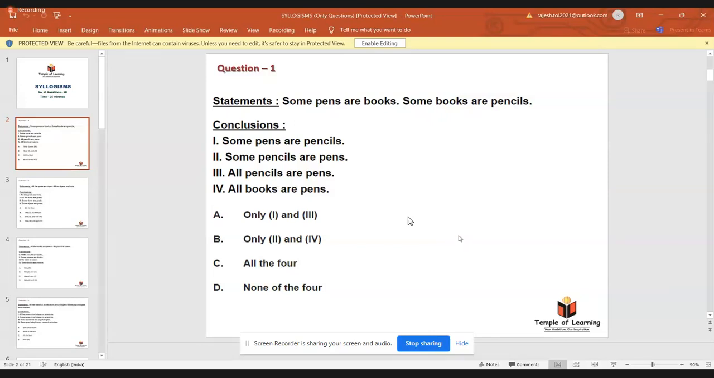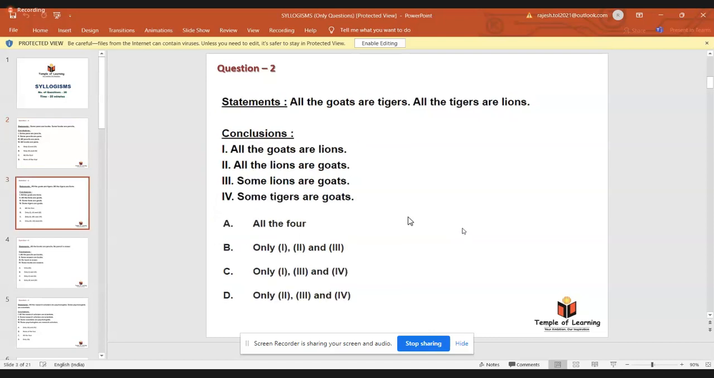In fact, it is part of the English verbal section also, because it's part of critical reasoning. Okay. All the goats are tigers, and all the tigers are lions. Take a screenshot, because I'll be moving to the diagram. I can't use both of them simultaneously. So what does the statement say, students? All the goats are tigers.